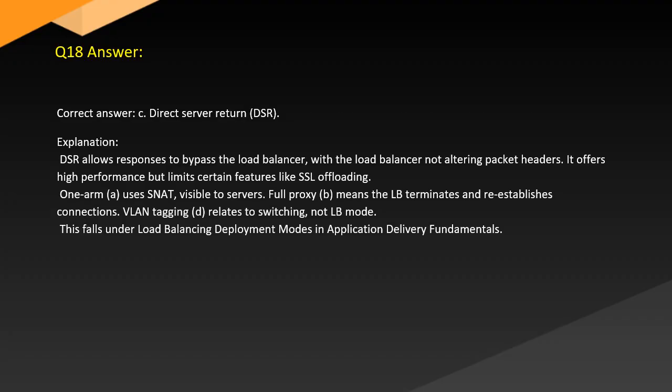Answer. Correct answer: C. Direct server return, DSR. Explanation. DSR allows responses to bypass the load balancer, with the load balancer not altering packet headers. It offers high performance but limits certain features like SSL offloading. One-arm uses SNAT visible to servers. Full proxy, B, means the LB terminates and reestablishes connections. VLAN tagging, D, relates to switching, not LB mode. This falls under load balancing deployment modes in application delivery fundamentals.